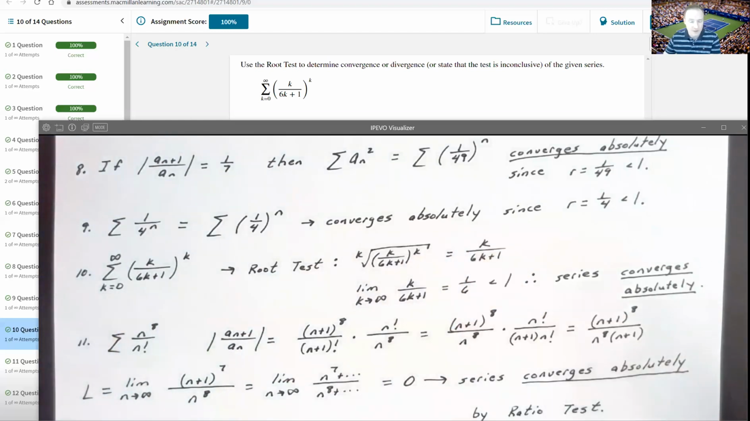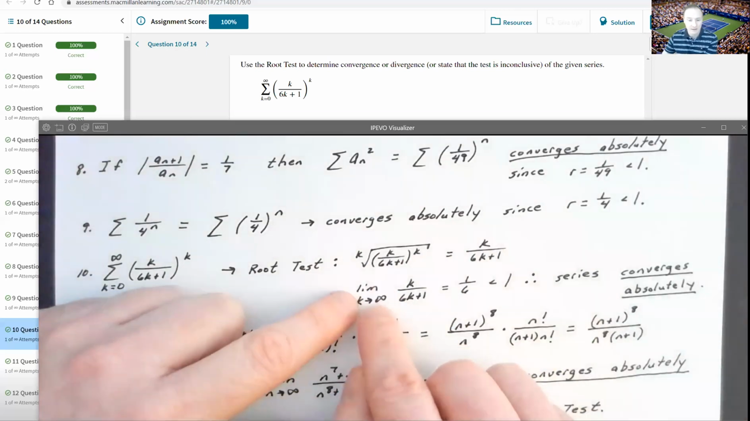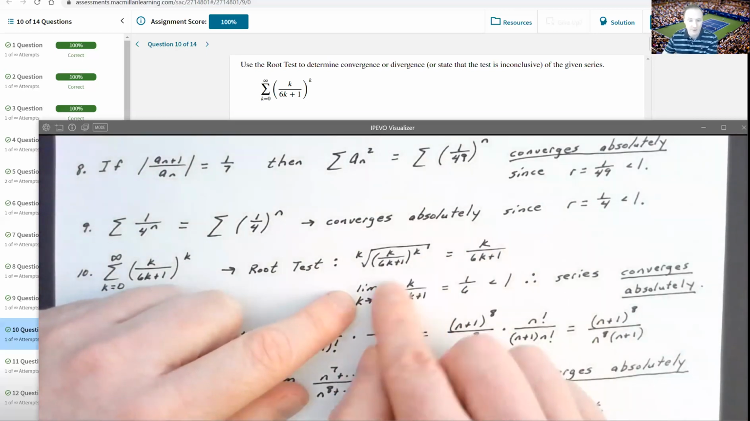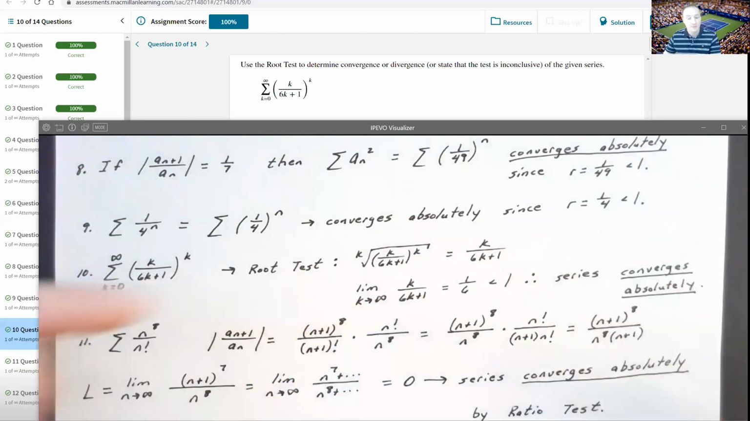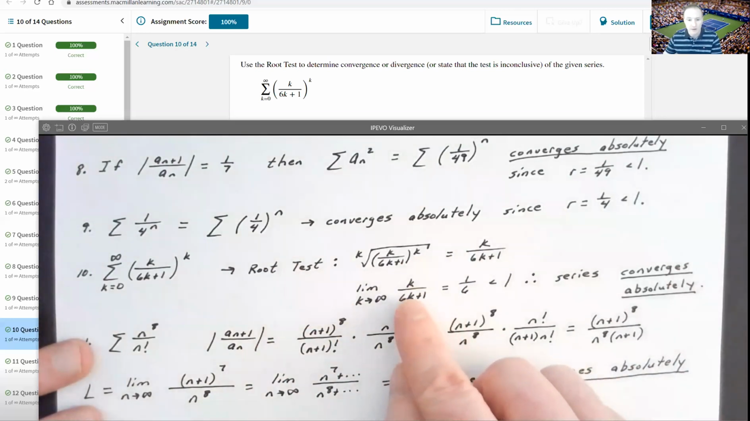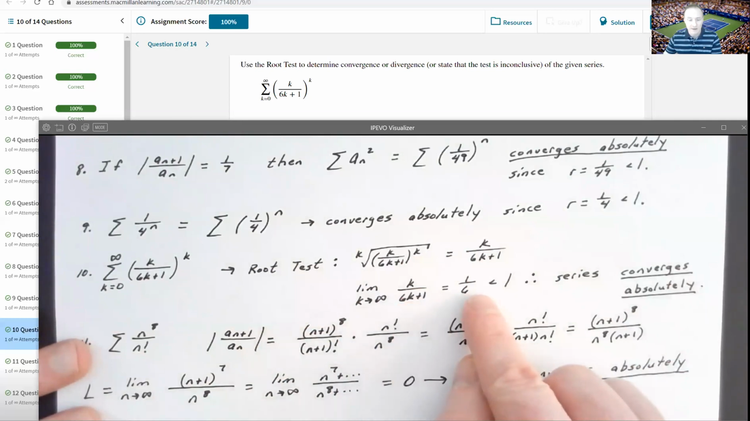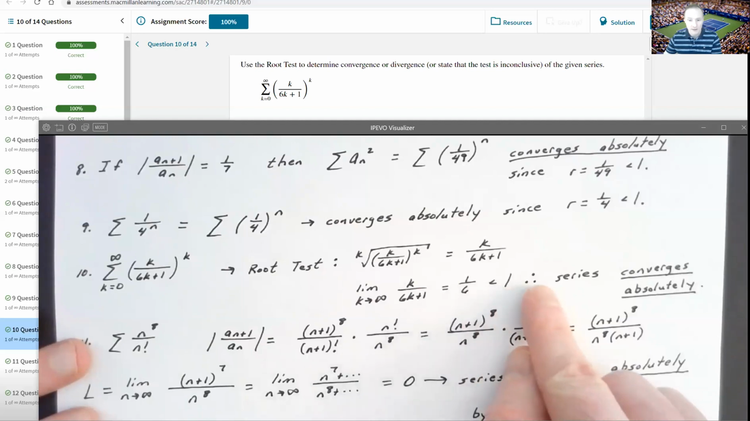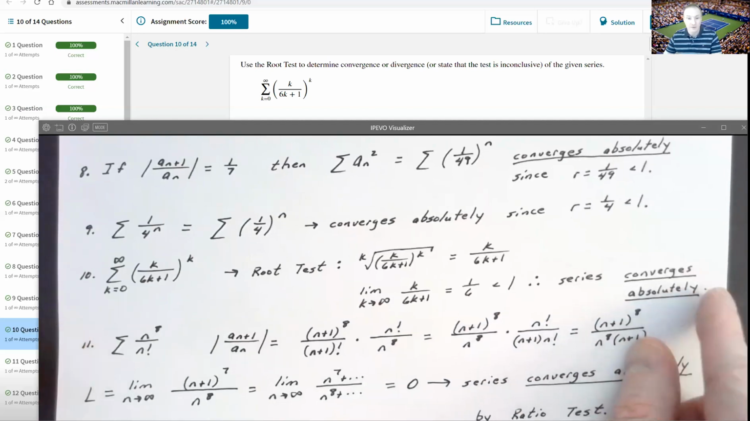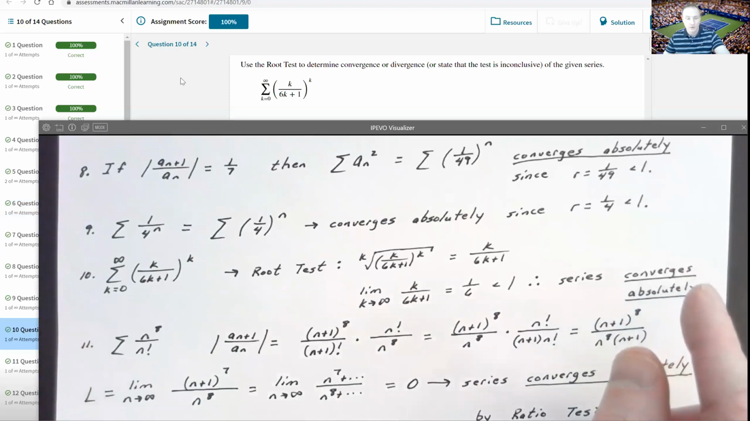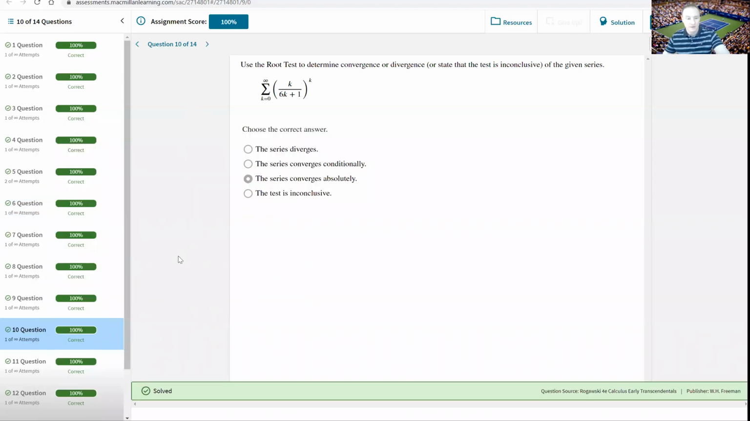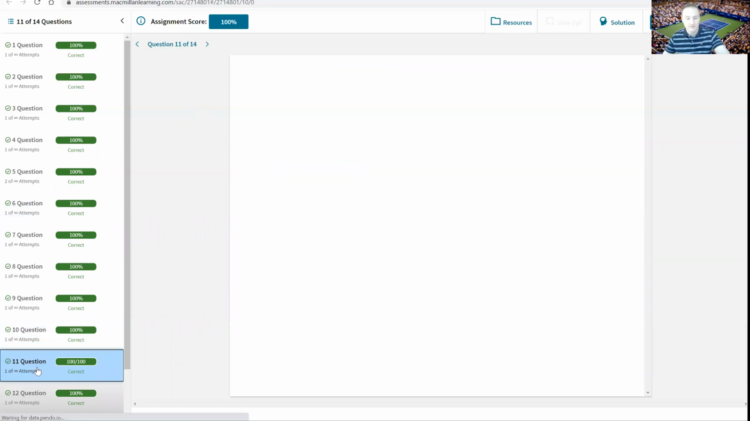Now, what does the root test say? Once you take the kth root of that group, then you're supposed to take the limit as k approaches infinity of the remaining expression. And if that expression is less than 1, that's evidence that your series is going to converge absolutely. Well, this one's clearly less than 1. It's going to be 1/6. So I can say, since the limit of my root test is 1/6, which is less than 1, this series is going to converge absolutely. And that's by our root test theorem. And you can see I marked the converges absolutely there.